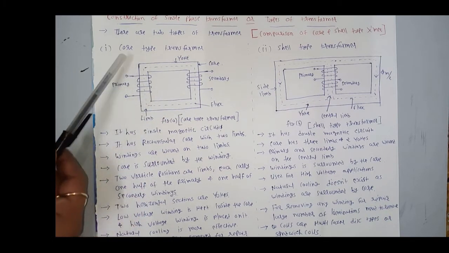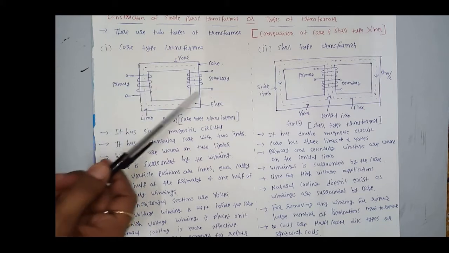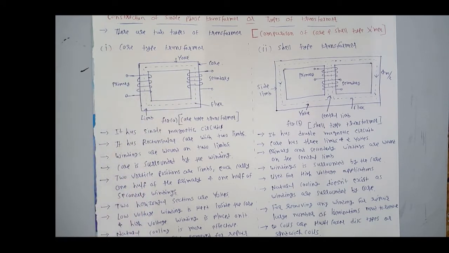In this core type transformer, the low voltage winding is kept inside, next to the core, and the high voltage winding is placed on it. It means that the low voltage winding, LV winding, is kept inside near the core, but the high voltage winding is placed over it. Okay.